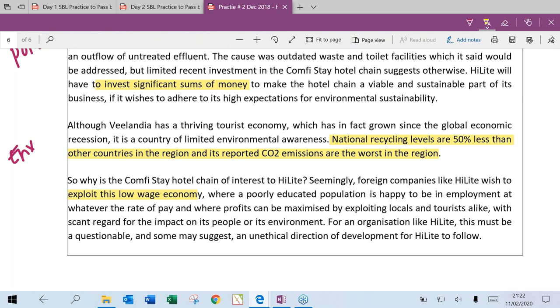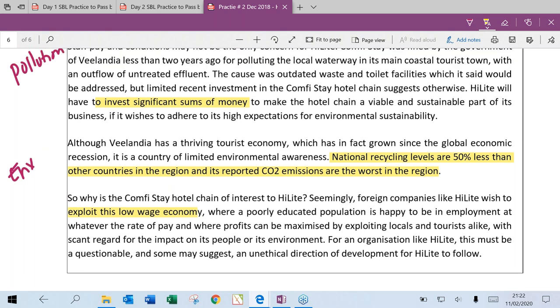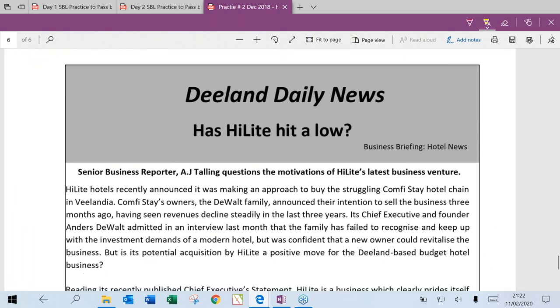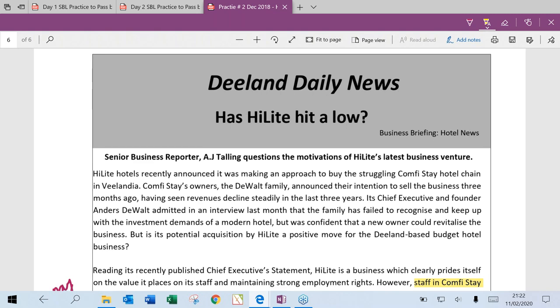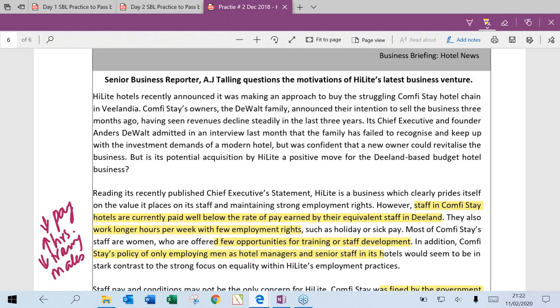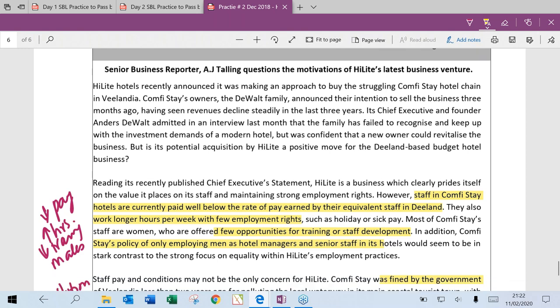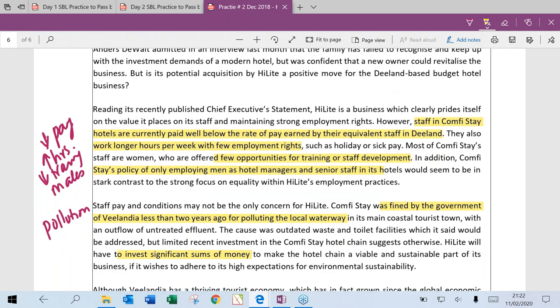Oh my God. So this senior business reporter AJ Telling, I hate him. You know, we have good intentions, and now this guy is just turning it around and bringing up all the negative things. Abdullah is saying someone has paid the journalist to write such an article. Yes.